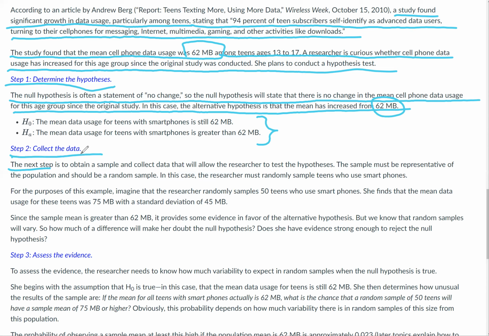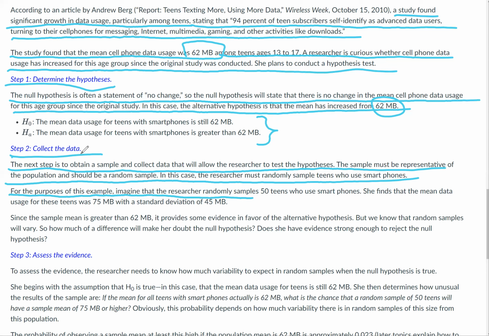Okay. The next step is to obtain a sample and collect data that will allow the researchers to test their hypotheses. The sample must be representative of the population and should be a random sample. In this case, the researcher must randomly sample teens who use smartphones. For the purposes of this example, imagine that the researcher randomly samples 50 teens who use smartphones. She finds that the mean data usage for these teens was 75 megabytes with a standard deviation of 45 megabytes.